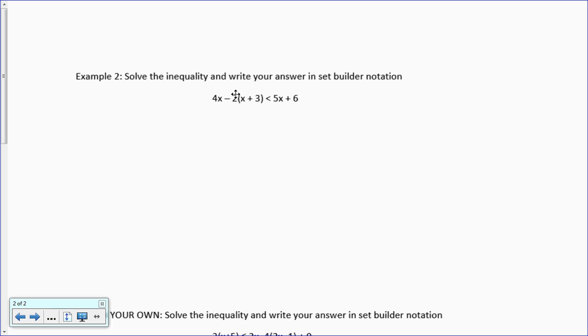So first I'm going to take care of this distributing. I'm going to distribute out this negative 2 to the x and the 3, giving me 4x minus 2x minus 6 is less than 5x plus 6.